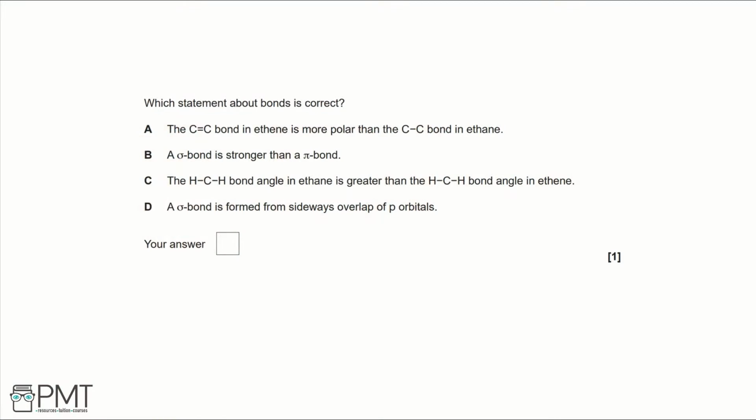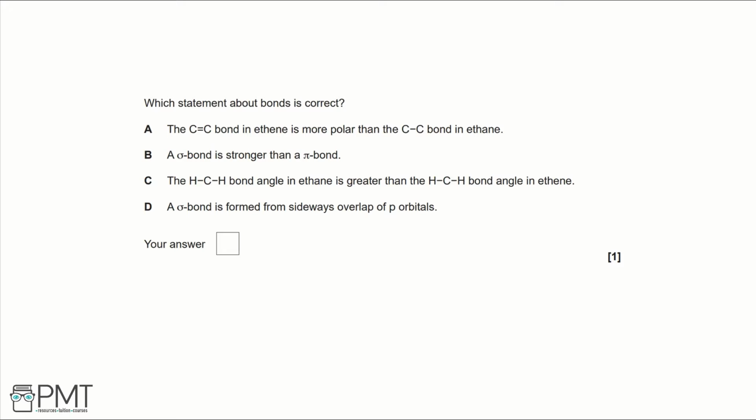Which statement about bonds is correct? A. The C double bond C bond in ethene is more polar than the C single bond C bond in ethane. B. A sigma bond is stronger than a pi bond. C. The HCH bond angle in ethane is greater than the HCH bond angle in ethene. D. A sigma bond is formed from sideways overlap of p orbitals. So we need to work out which is correct.